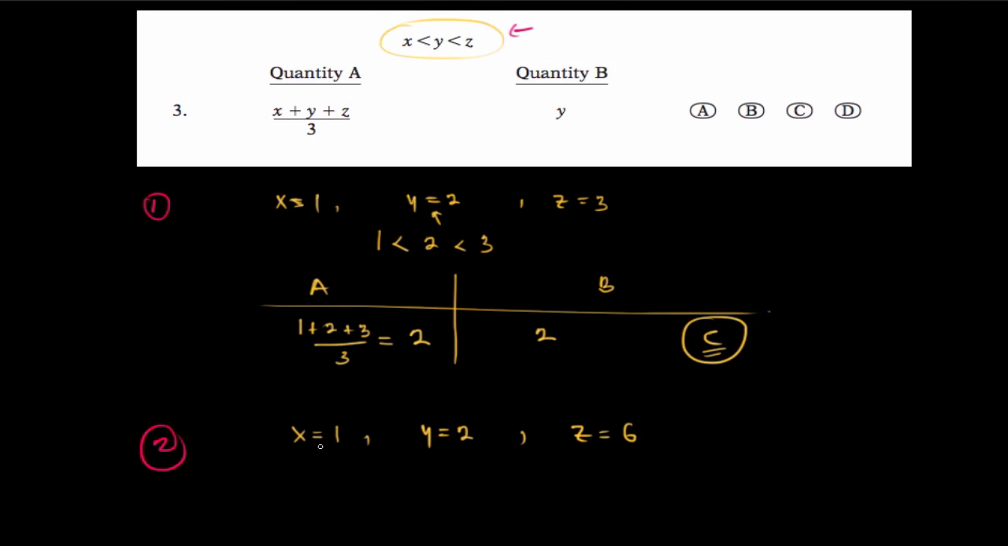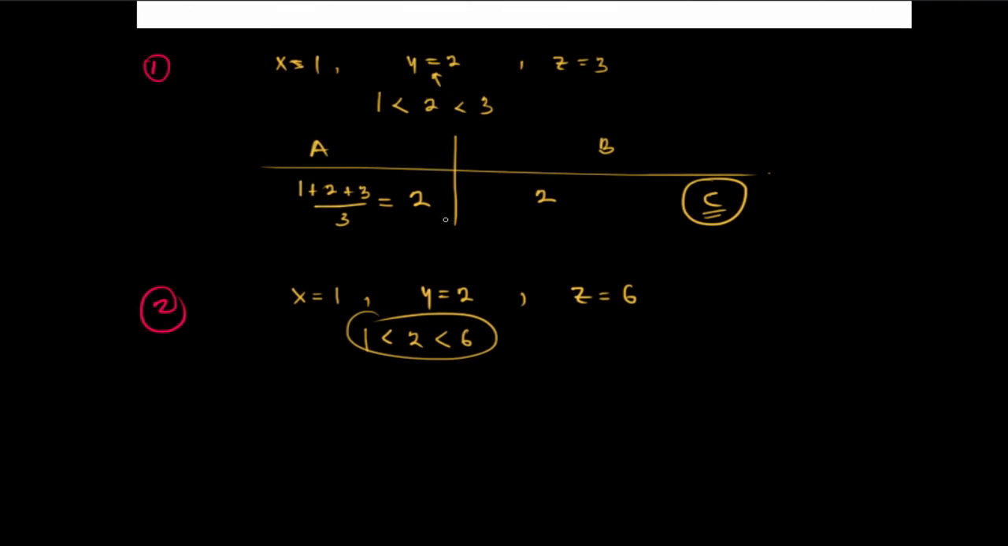And then let's check to see if the numbers I chose actually satisfy the condition that is here. So looking at this, my x is 1, is it less than y? Yes, 1 is less than 2, and is y less than z? Yes, 2 is less than 6. So the condition is satisfied. So let me go ahead and find quantity A and quantity B, and then see if the equality condition still holds.